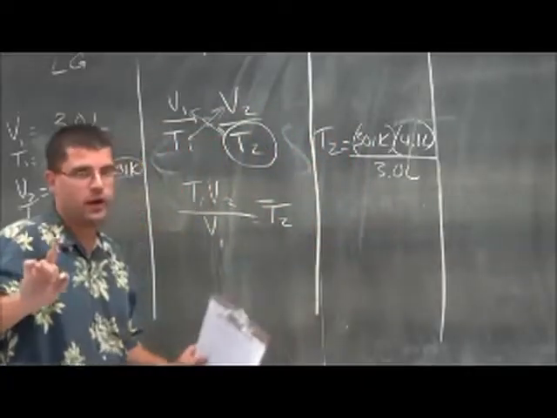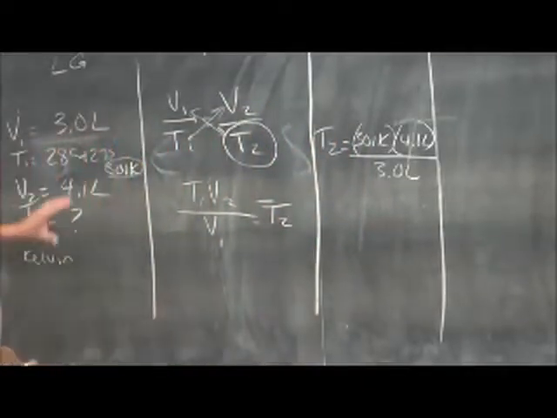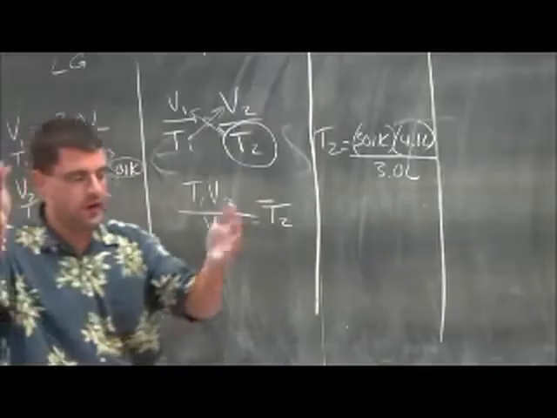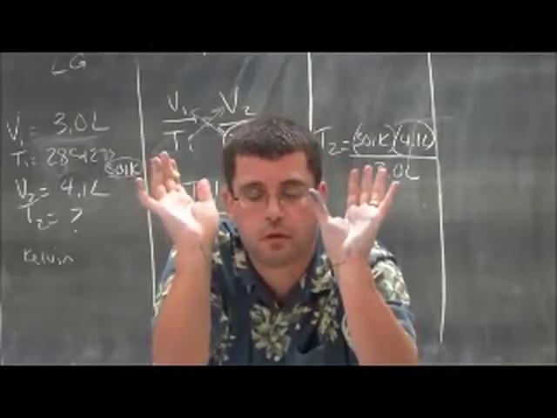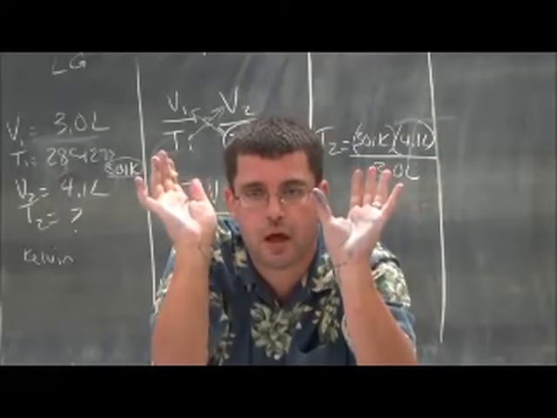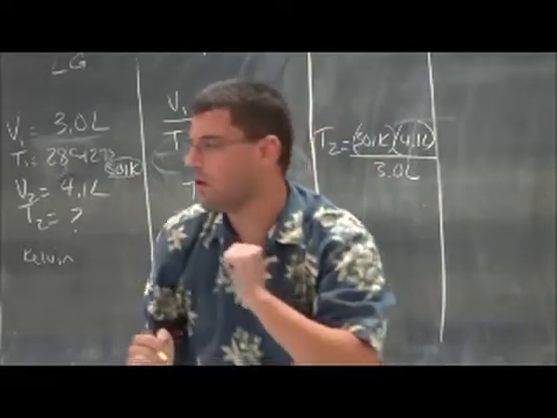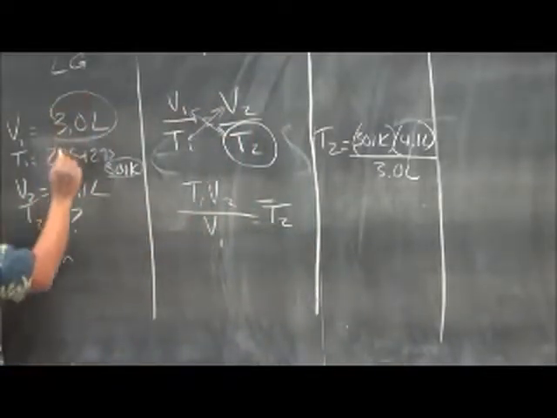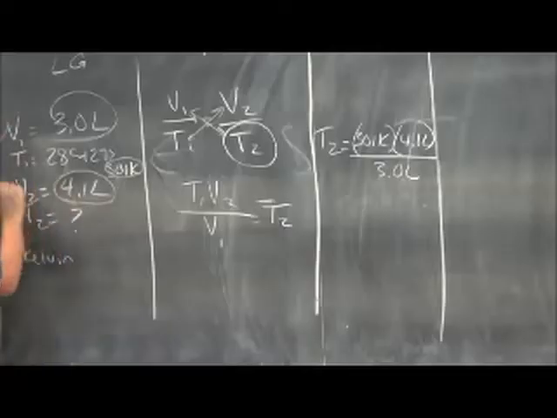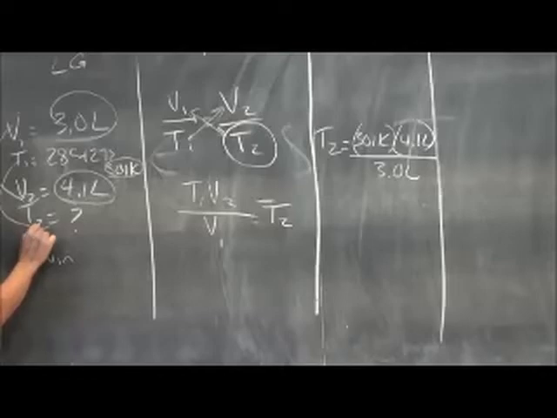Now, wait a second. Knowing what we know about Charles' law, the direct relationship, if temperature goes up, so should volume, or down. Let's see where we're going so far. If I've got a V1 of 3 and a V2 of 4.1, volume's getting bigger. So our temperature should get larger also, okay?